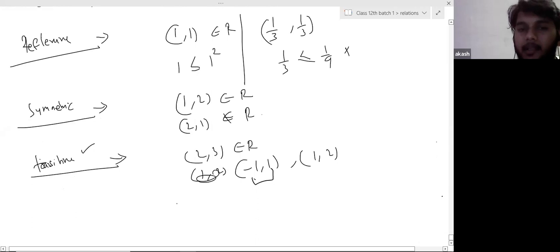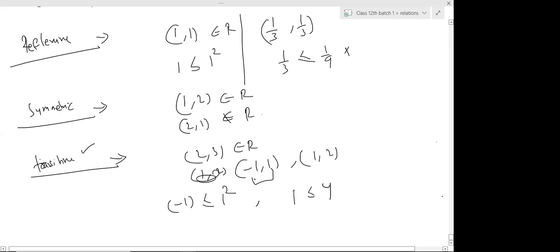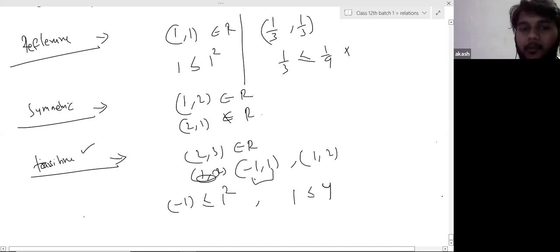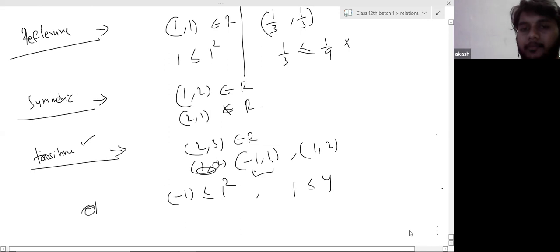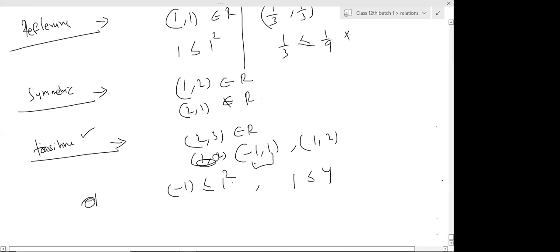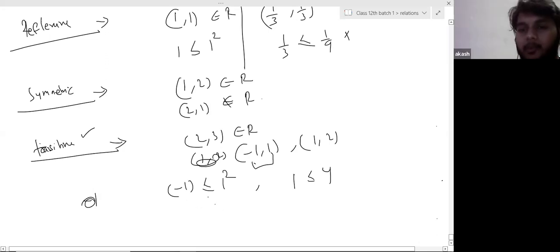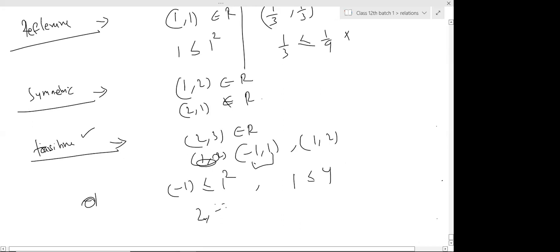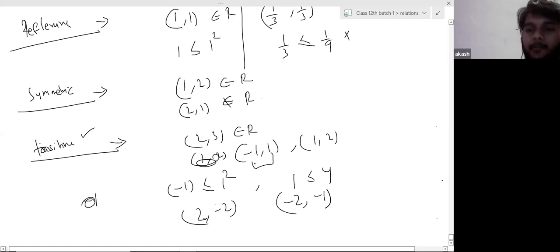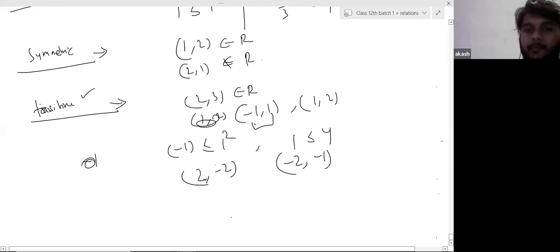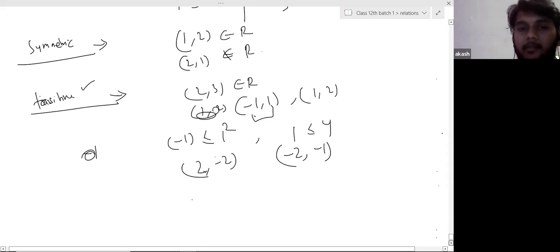So let's see. This belongs to R, right? So -1 is less than or equal to 1 square. This is 2. And this also belongs to R. Absolutely right. But this is transitive, Kulsum. Tell me what ordered pairs you took. 2, -2, -2, and -1. All right. Right. This is not transitive.